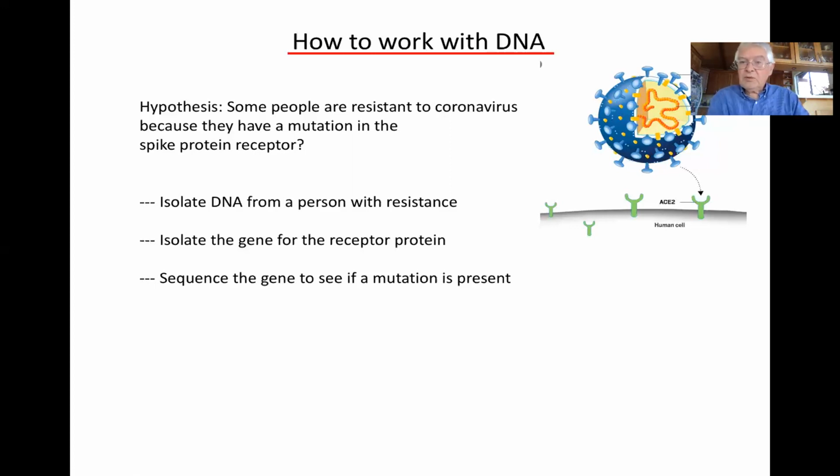So what if you wanted to do an experiment where somebody had found a family, let's say, that seemed to be resistant to infection by the coronavirus, and you had access to just some blood samples from the family, and you wanted to find out if this hypothesis is true. What would you need to do? You'd need to isolate DNA from one of these people that had resistance. You would then need to isolate the gene that encodes the ACE2 protein. And then you would need to get the sequence of the gene to see if the mutation was present. Now, this sounds pretty sophisticated, and it is, but I'm here to tell you that with just a little bit of equipment, you could do this at home in about one day.